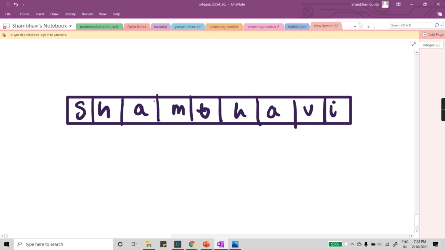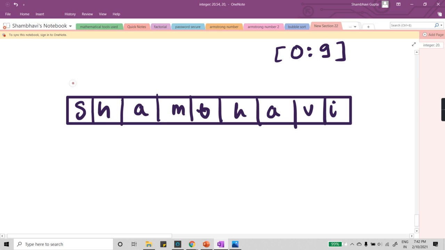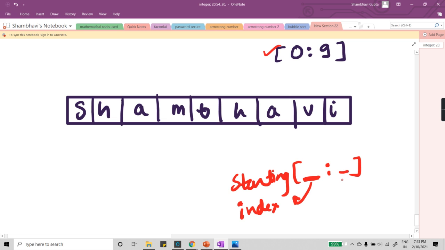This is my name, and let's say I just want to do a string slicing operation. I want to obtain a substring from this. There in the Google Colab, I have written 0 is to 9. Now just understand this very carefully: whenever you write something on the left hand side of the colon, that is always the starting index. And whenever you write something on the right hand side of the colon, that is the ending index, end index.